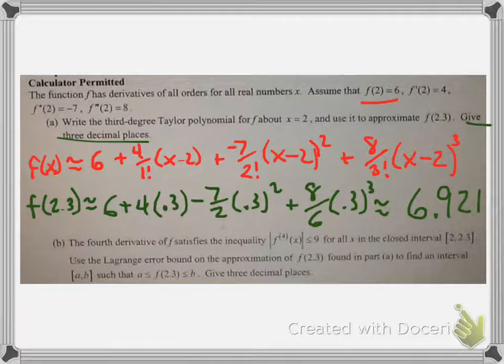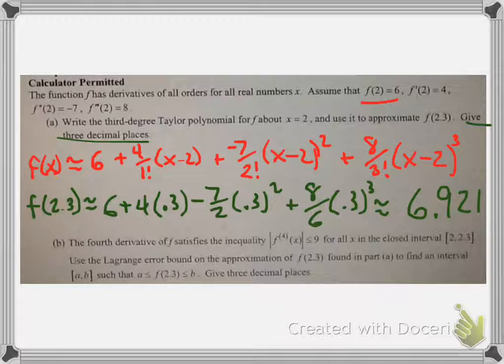Well, it said calculator permitted, so I went and found a calculator really quickly. And if I ran this through the calculator correctly, and you did, we should get the same answer of about 6.921, which, as it says, to 3 decimal places. So now on to part B.